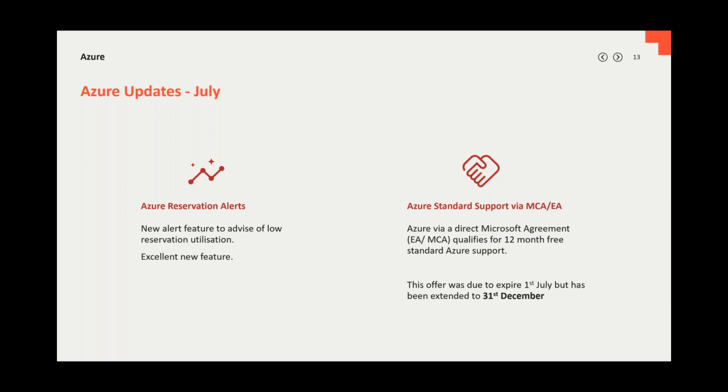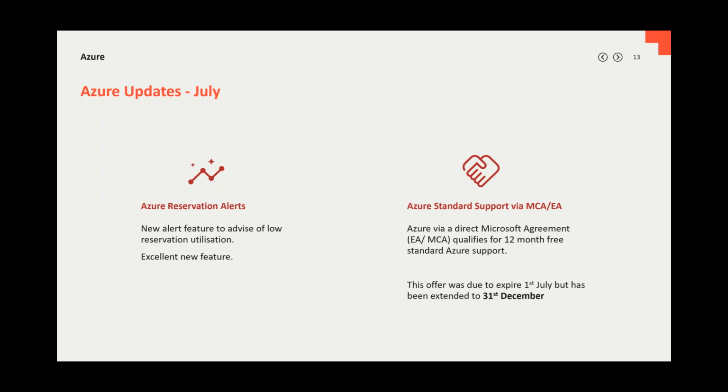So the Azure reservation alerts are a new feature. Effectively, admins would be sent an email when a reservation starts to exhibit low utilization. So if someone's not using something, you'll be proactively advised that you have this available, and then you can jump on it.